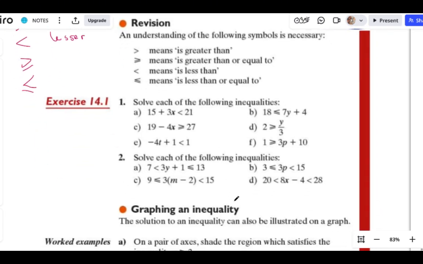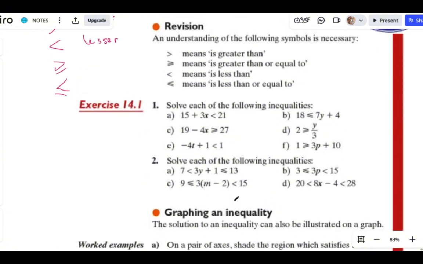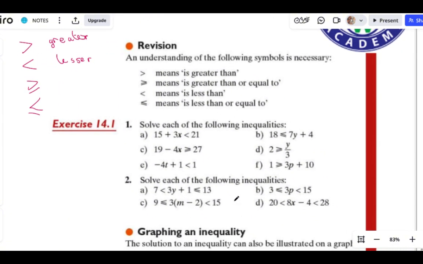So first, before we learn the graph of inequality, because linear programming is about graphing inequality, let's quickly solve one or two problems in inequality.